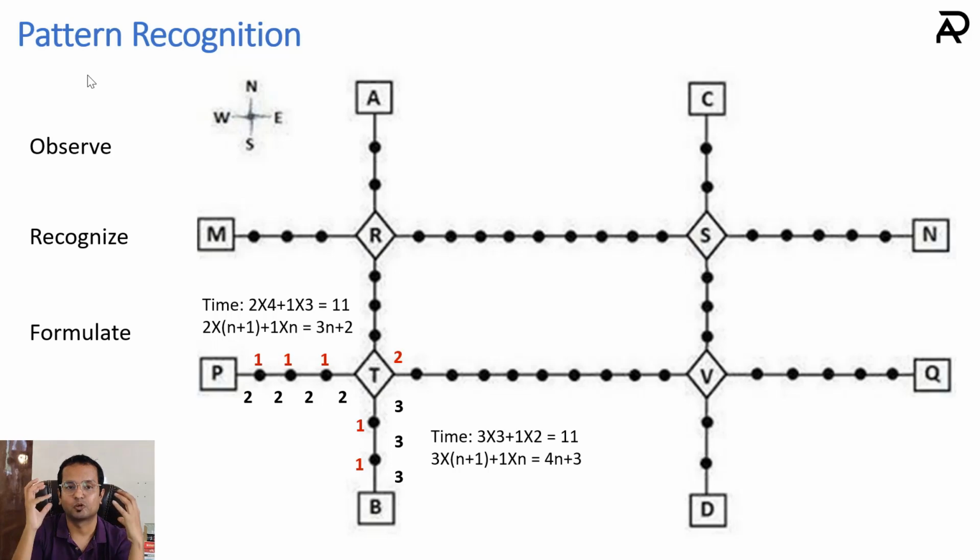See how we were able to observe, recognize and then formulate a pattern to solve such questions. Now when you go to the questions in the entire set, every question will get solved like this. This is how you will be able to solve real questions from logical reasoning in less than 1 minute.